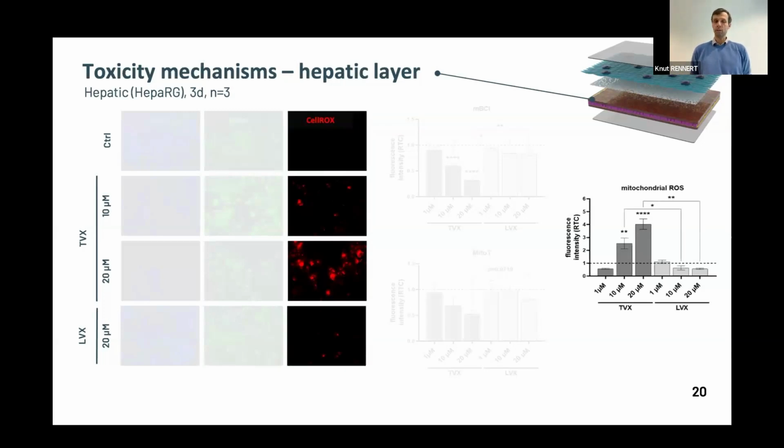In the last step, we analyzed the production or the release of reactive oxygen species. As we know, this could also be a mechanism that could lead to hepatotoxicity. And what you see here is that in control as well as under treatment with levofloxacin, there is no increase in ROS production. However, when you treat the liver model with trovafloxacin, 10 micromolar and 20 micromolar, you see a significantly strong increase in ROS production.